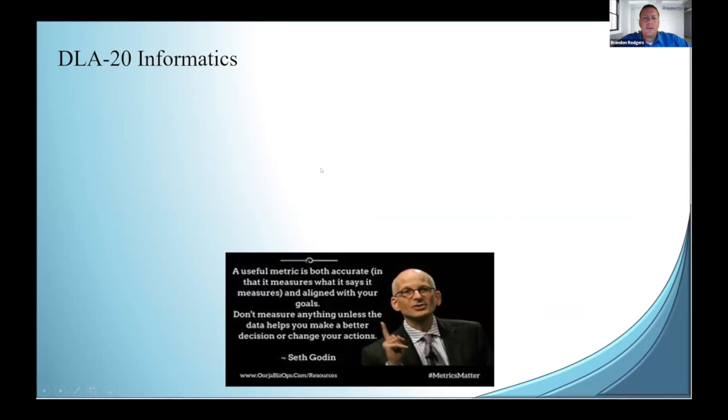So I want to transition over to some more of our clinical information that we get on some of the standardized screening and tools that we use at the agency. DLA 20 is a functional assessment that we use. And I dropped this quote in here from Seth Godin because I think it's important to know why we're measuring stuff. A useful metric is both accurate in that it measures what it says it measures, and it's aligned with goals. Don't measure anything unless data helps you make a better decision or a change in your actions.